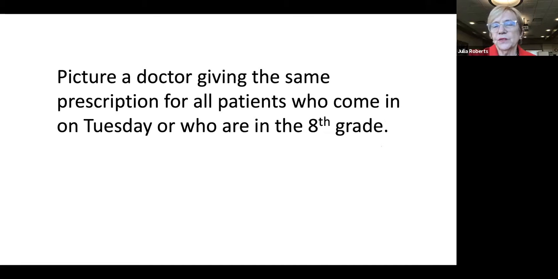Or picture a doctor giving the prescription to all parents and to all patients who come in on Tuesday. Get the same thing no matter what's wrong with you.